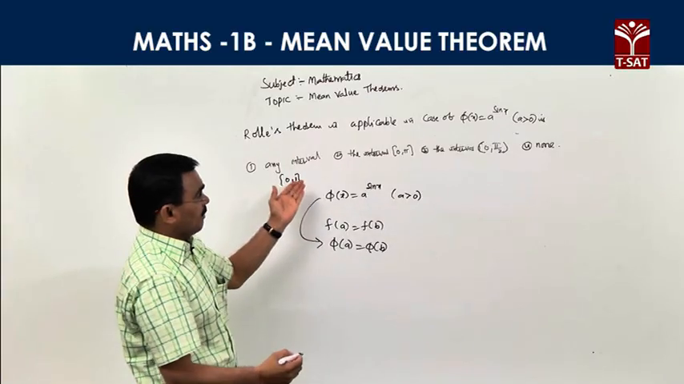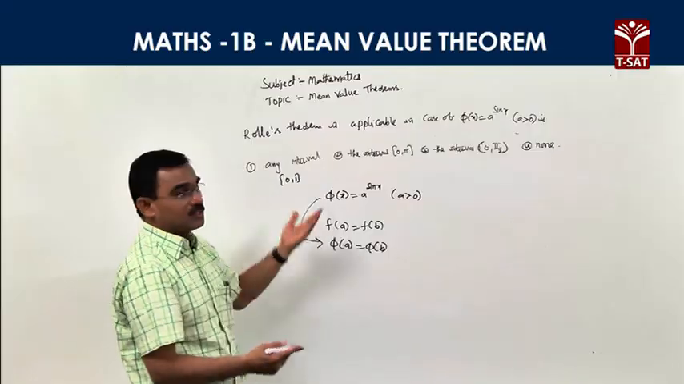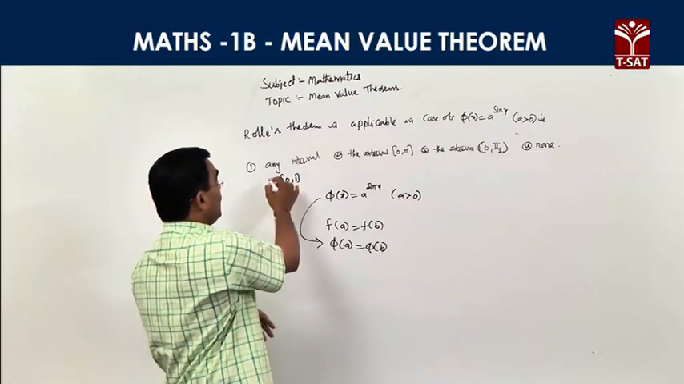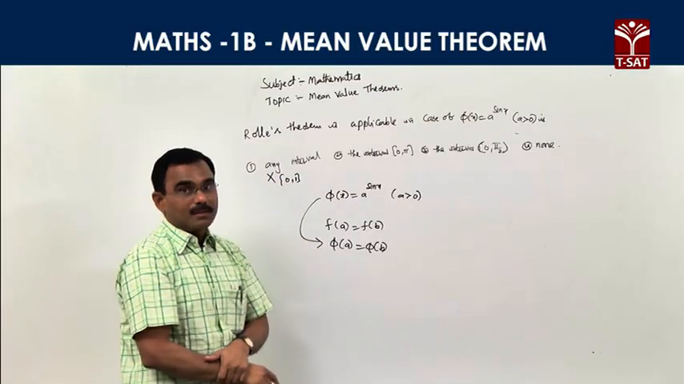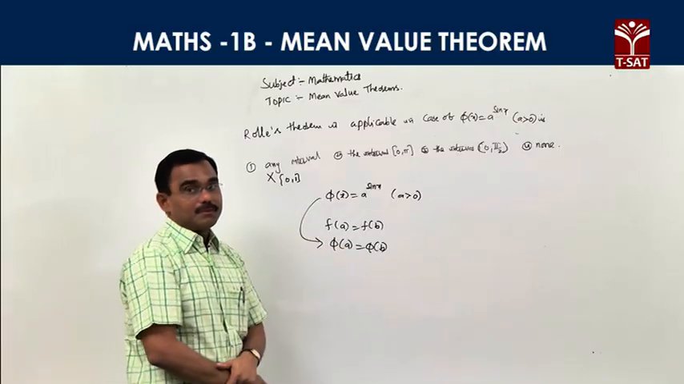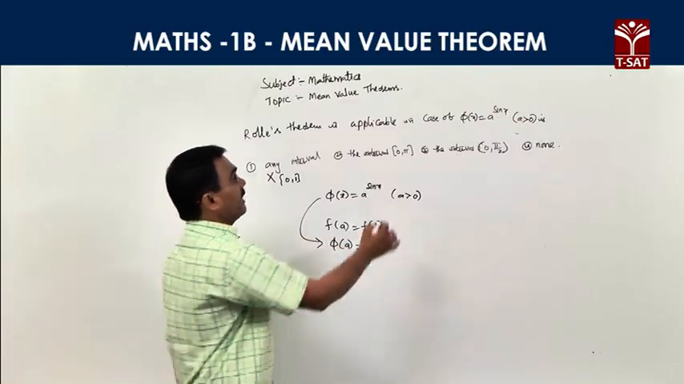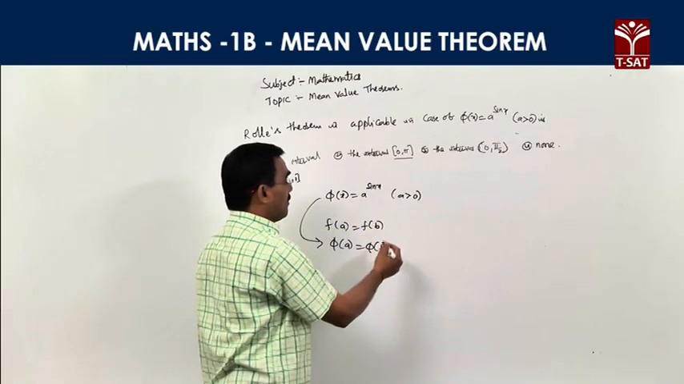Here, f(0) is not equal to f(1), that's why in this interval Rolle's theorem is not applicable. Rolle's theorem is applicable when f(a) is equal to f(b), and the next interval is the closed interval 0 comma pi.